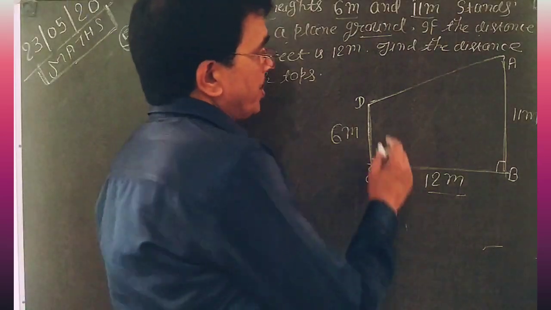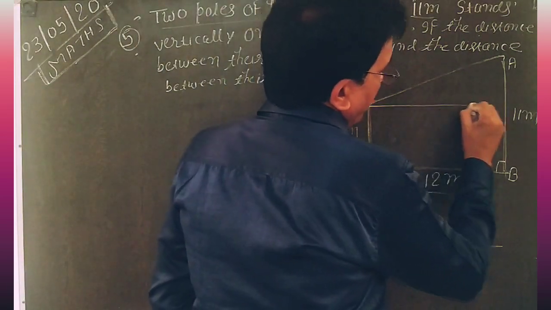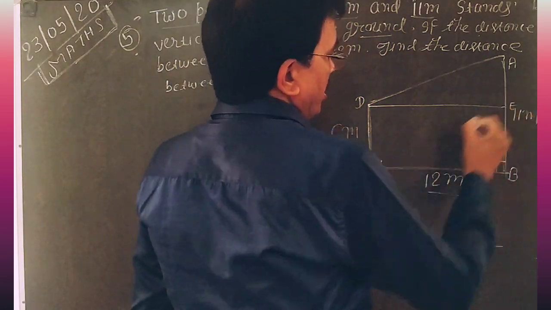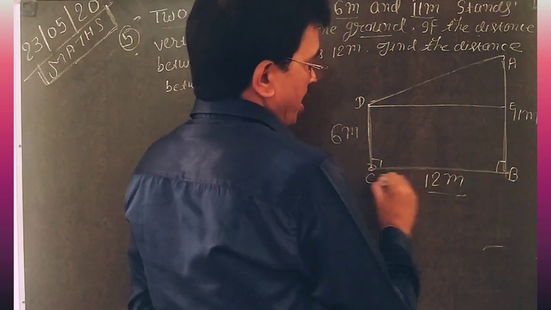So dear student, first you draw a parallel line, that is ABCD. Draw parallel. This is D parallel to C.